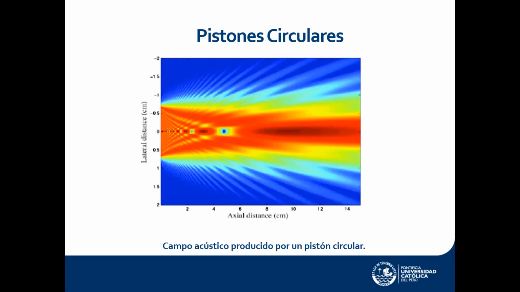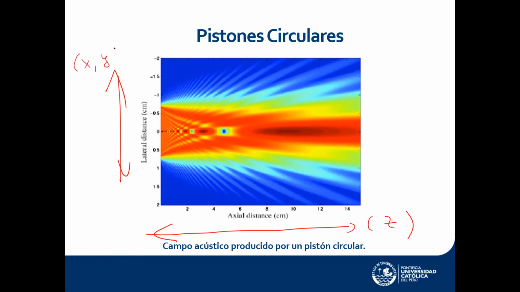Then this would be a cross-section where we have a lateral distance here in centimeters, and we have an axial distance here in centimeters too, right? So this would go along the z-axis, and this can be, I don't know, X or Y, for example. It would be irrelevant again because of the circular symmetry of the radiator. And this would be a two-dimensional plot of how the pressure field would look.